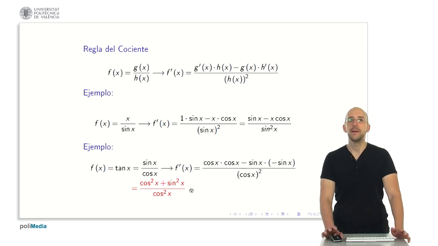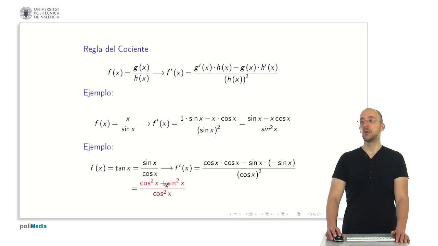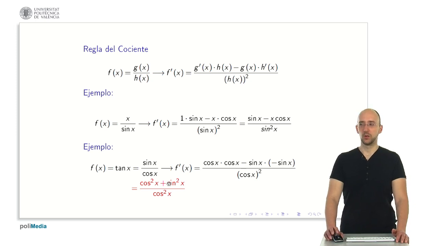First and foremost, I'd like to remind you of a fundamental trigonometric identity. The cosine squared of x plus the sine squared of x is always equal to 1. If you recall that identity and simplify it, you can express it as 1 divided by cosine squared of x. I insist, this numerator is always equal to 1. It is a very important trigonometric formula.